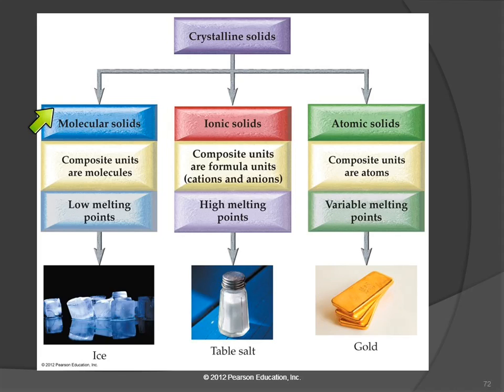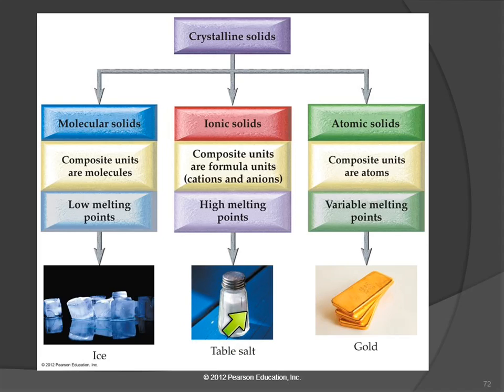And then we've got molecular solids. The units of a molecular solid are molecules. And so these are generally going to have low melting points because it's just intermolecular attractions that are holding them together. So here we have an example. Ice is a crystalline solid. If you've ever seen snowflakes or even looked at the ice crystals that are clogging up your freezer, you can see they've got shiny sides. They're crystals, aren't they? They have an order to them.